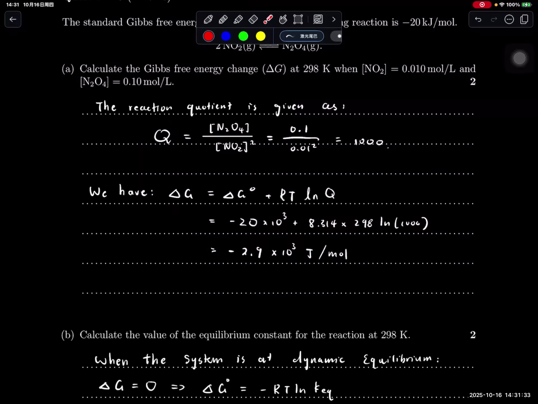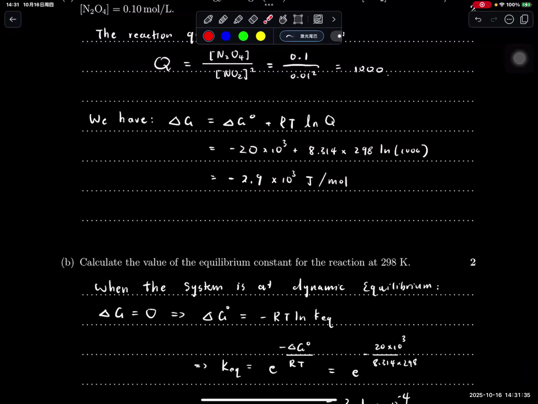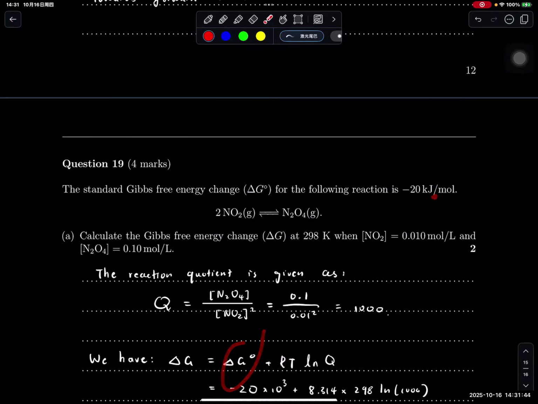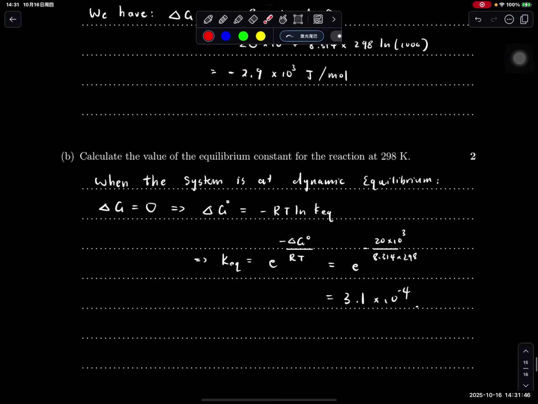It has to be negative. Be careful of your units, right? Because R is in units of joules, and then delta G was given in units of kilojoules, so it's quite different. Part B says to calculate the value of the equilibrium constant for this reaction.